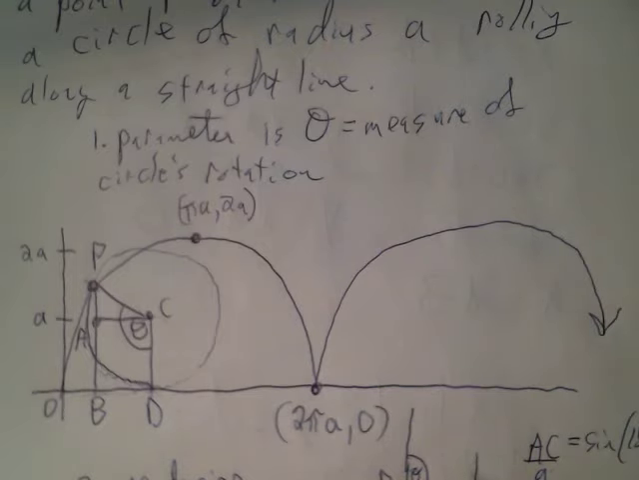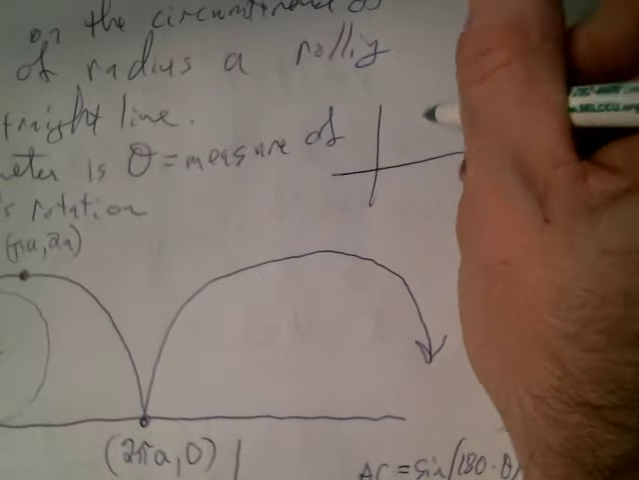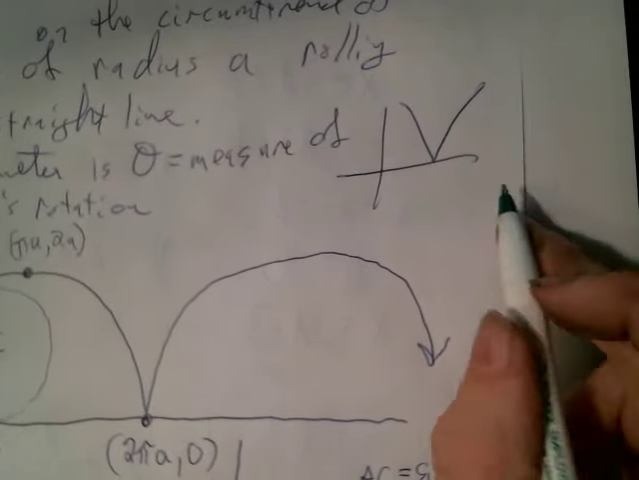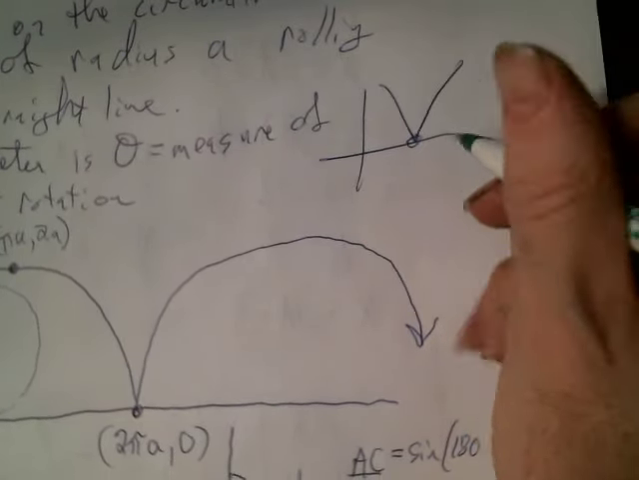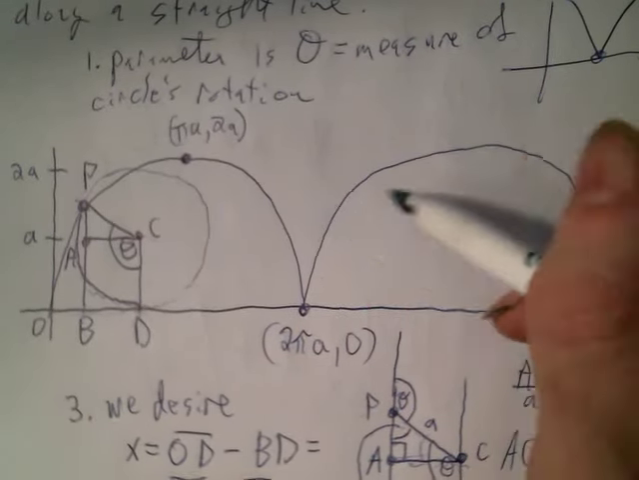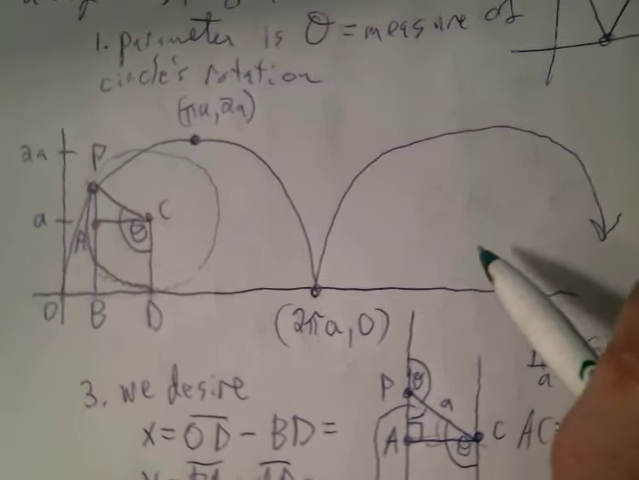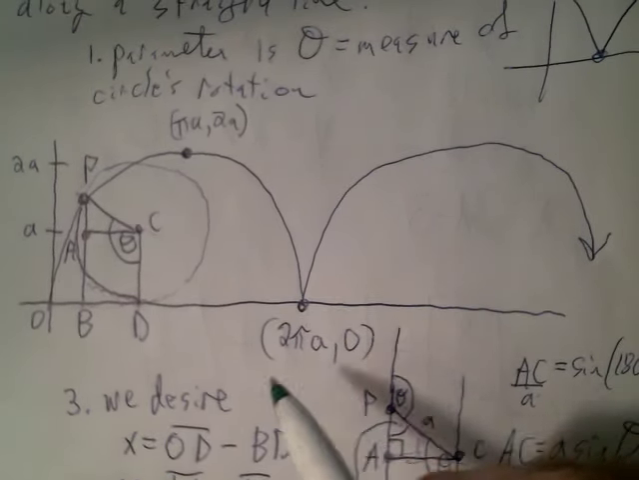So in Calc 1, you probably said if something has a cusp, like, for instance, the absolute value function, it wasn't differentiable right here. So we have the same kind of issue here. And in this context, we're going to say that this thing is not smooth right here. And it'll be because of the derivative of the x function.